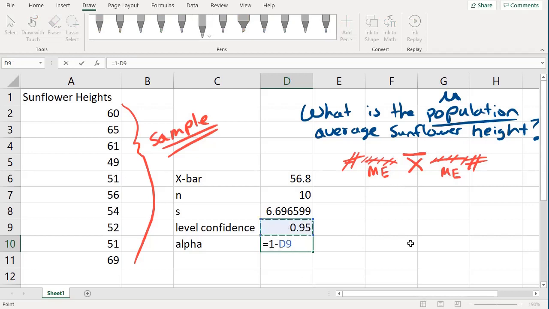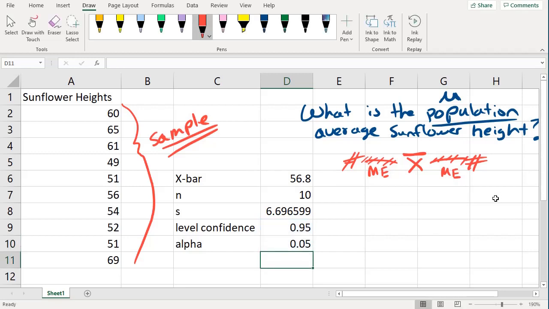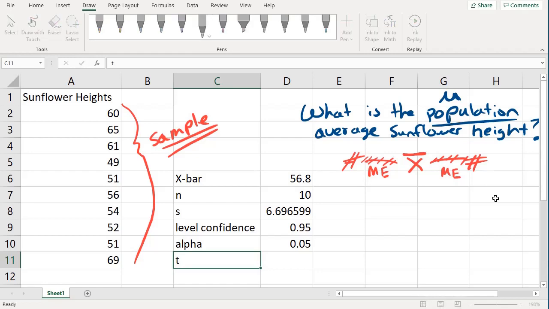So I'm just going to click that cell there. Okay. Press enter. So 0.05. 1 minus whatever your confidence level is. Okay. And one more thing. In order to calculate the margin of error, I'm going to need to know my t value.